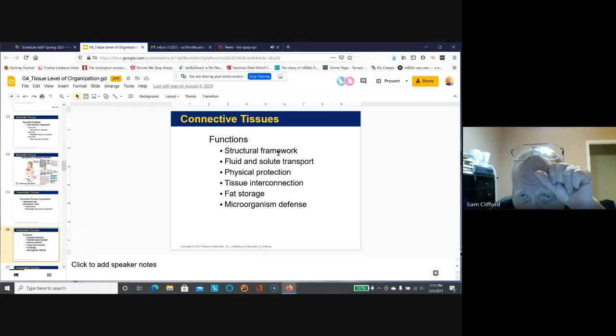So your epithelial tissue sits on connective tissue throughout your skin. In your gut, your epithelial tissues sit on the basement membrane, which sits upon the structural framework of connective tissue.